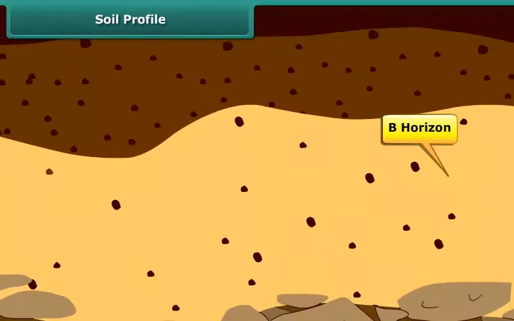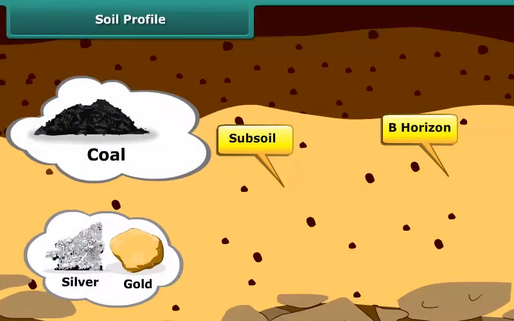Third layer is the B horizon. It is commonly known as subsoil. This layer contains more minerals but less humus.